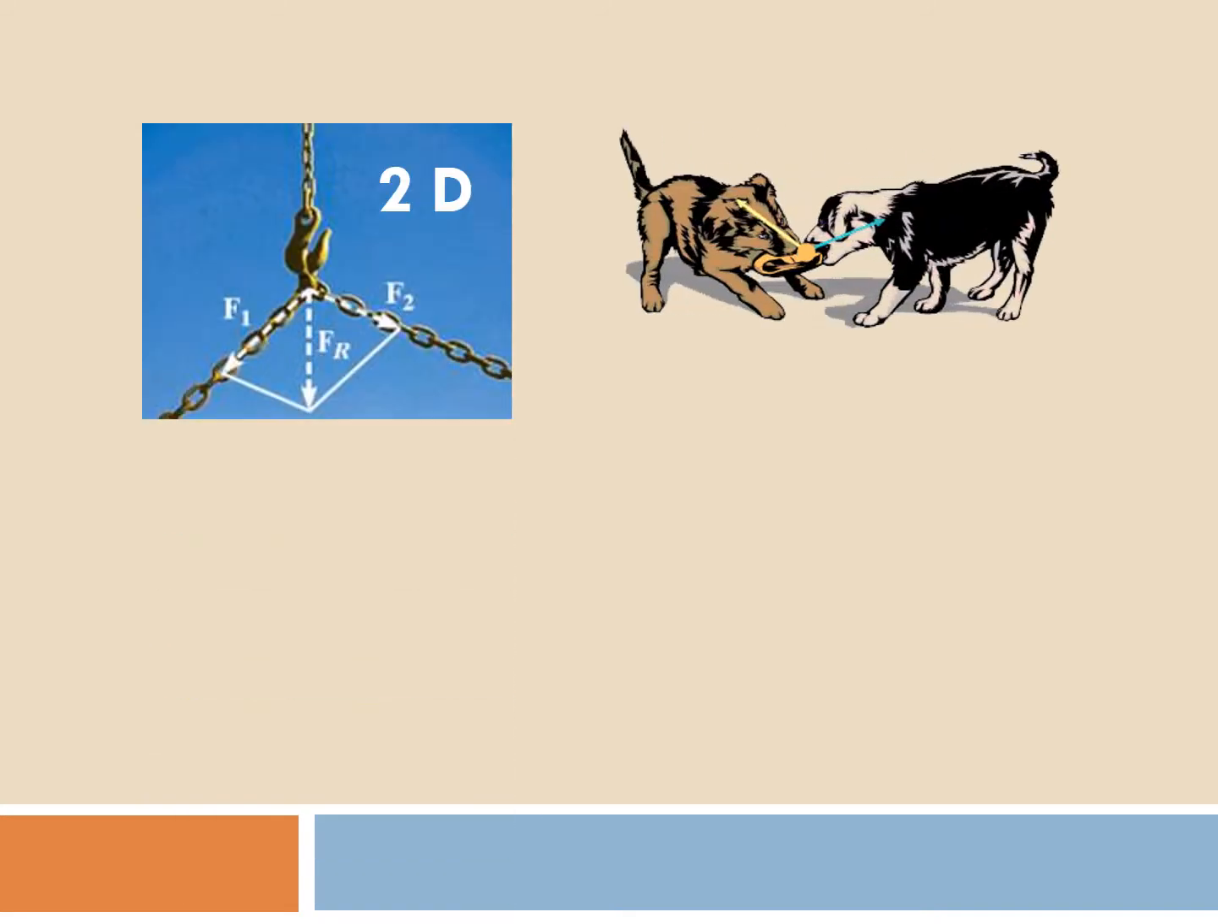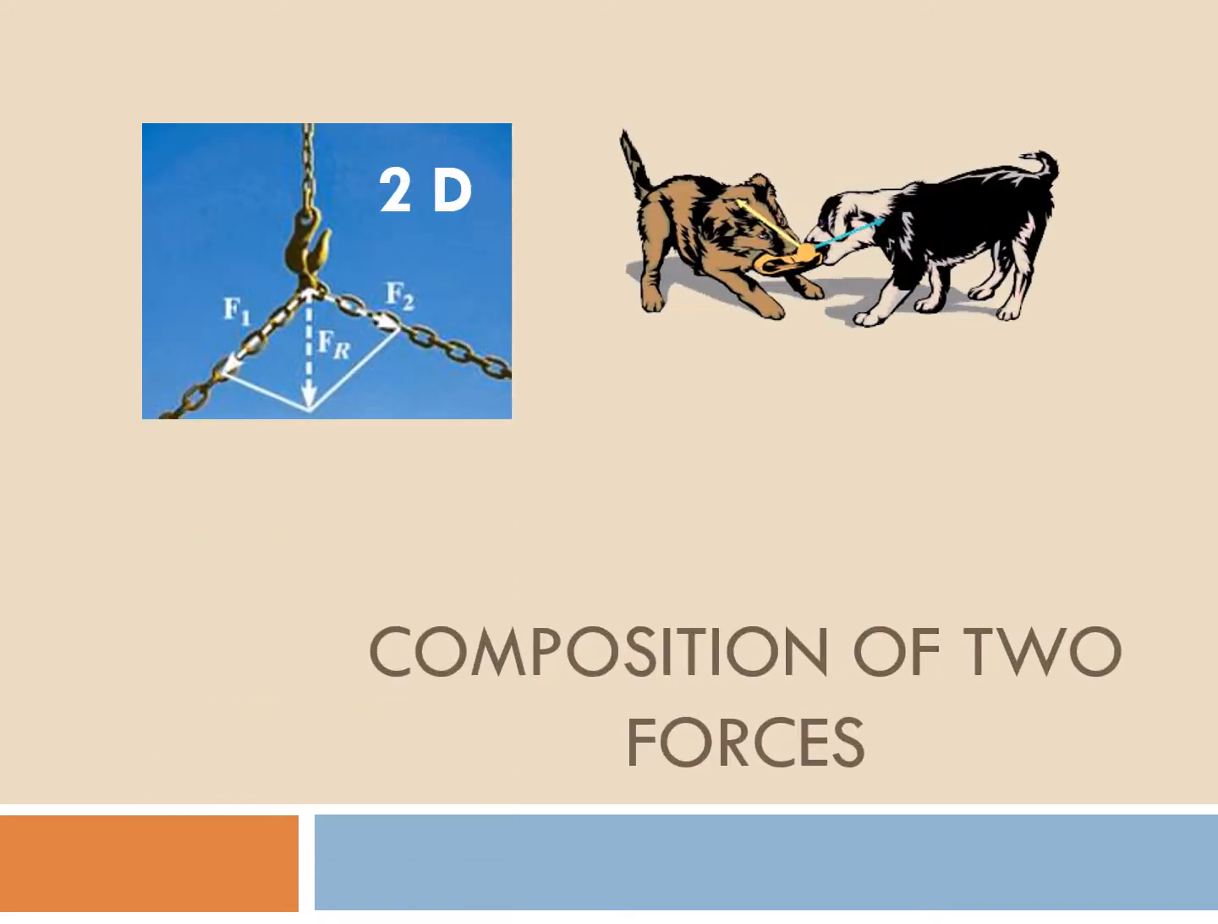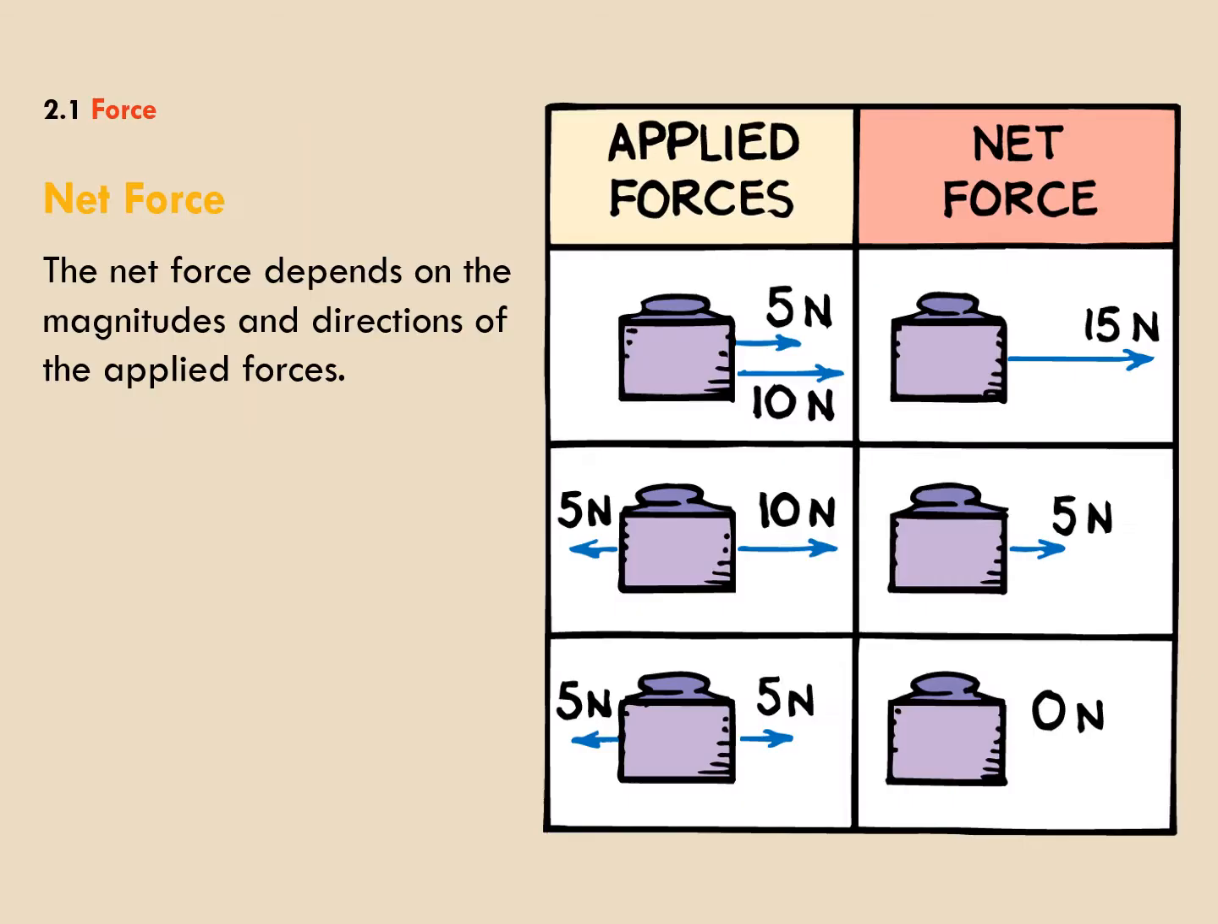Tari and we are going to talk about composition of two forces, the resultant of two. First, we'll talk about net forces. The net forces depend on the magnitude and the direction of the applied force. Look to the following figure, applied forces.